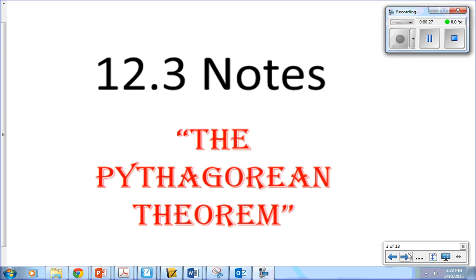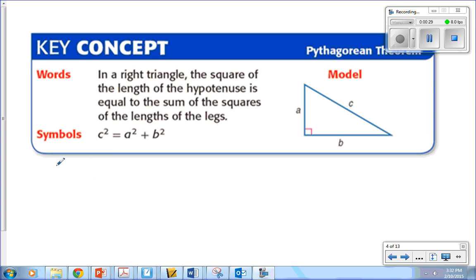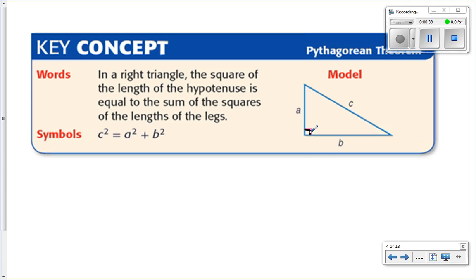The Pythagorean Theorem is talking about the relationship between all of the lengths of the sides of a right triangle. You can tell it's a right triangle because one of the corners has this little right angle symbol there. The relationship between all three of the sides is this: side C, if you square it, is going to be equal to side A squared plus side B squared.